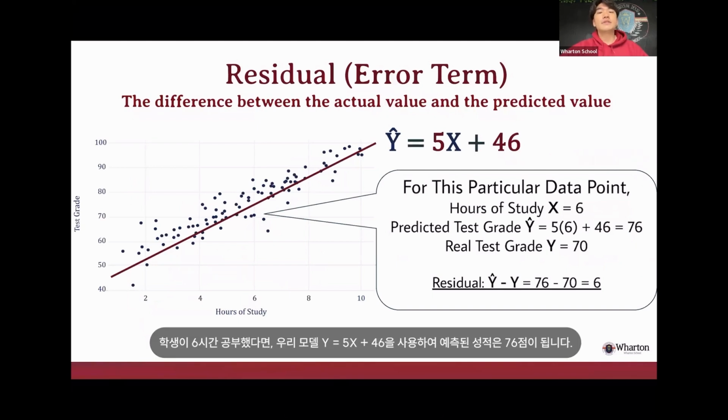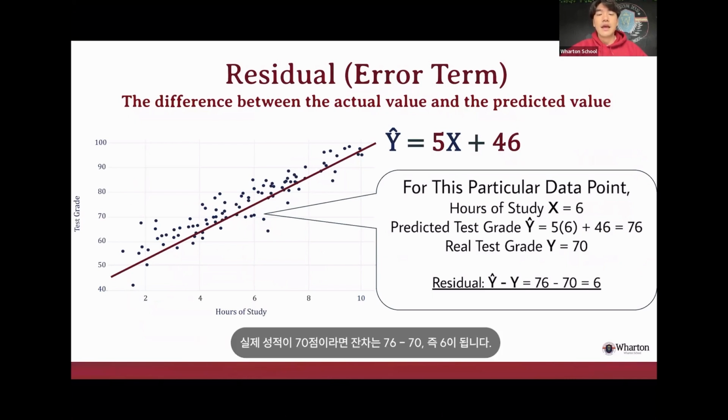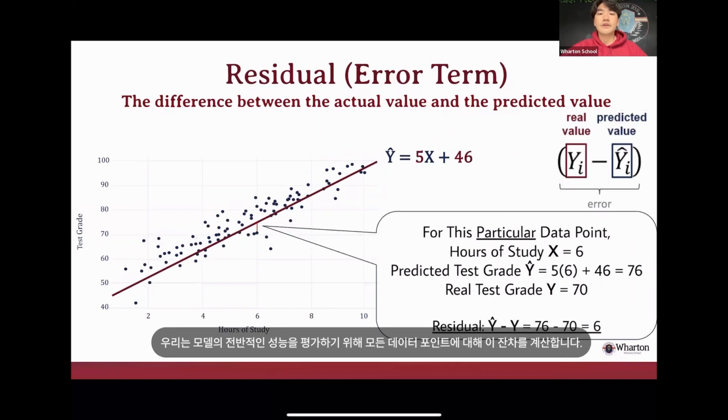For example, let's consider this data point. If a student studies for 6 hours, the predicted grade using our model, y equals 5x plus 46, will be 76. If the actual grade is 70, the residual is going to be 76 minus 70, which is equal to 6. So we calculate this residual for every data point to assess our model's overall performance.